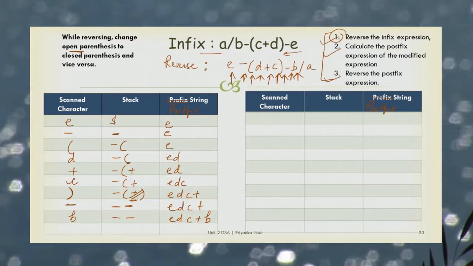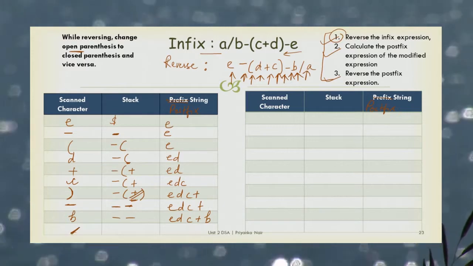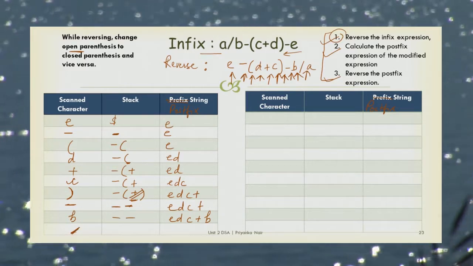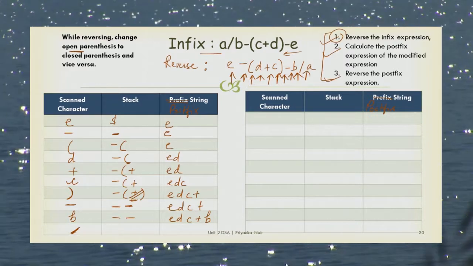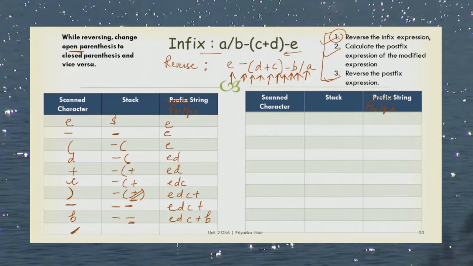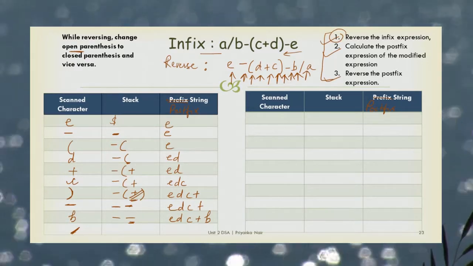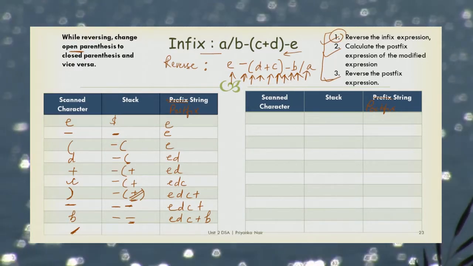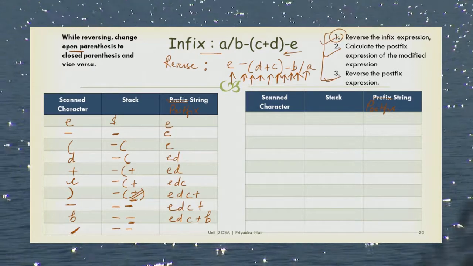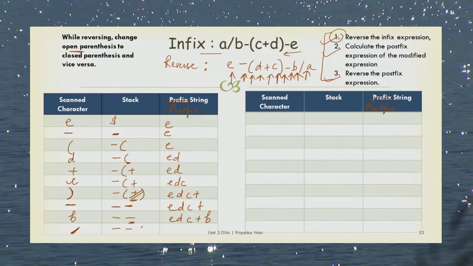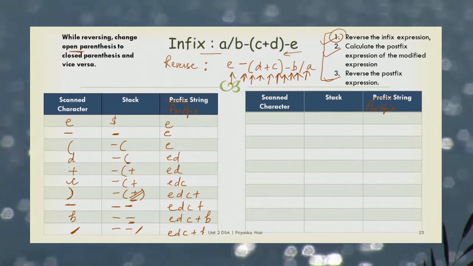Now let's come to the next character, that is a division operator. We need to compare the precedence of the scanned character with the top of the stack. The top of the stack has a minus. Since the precedence of the top of the stack is less than that of the scanned character, we will directly push the division operator onto the stack with the postfix string remaining the same.